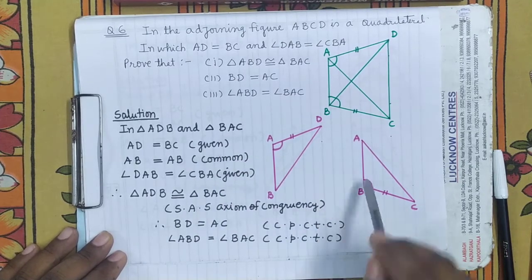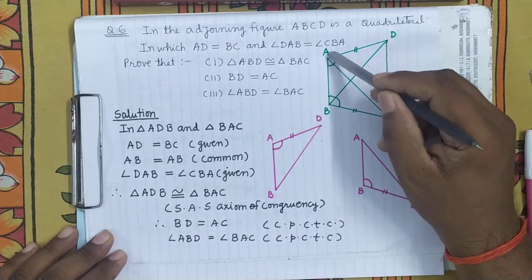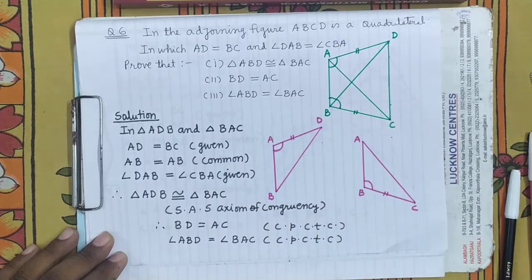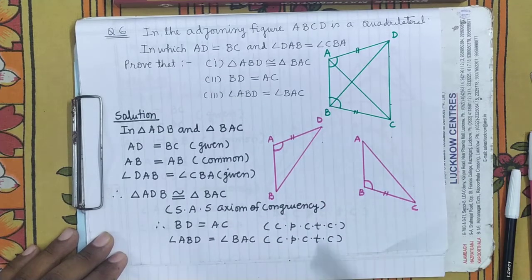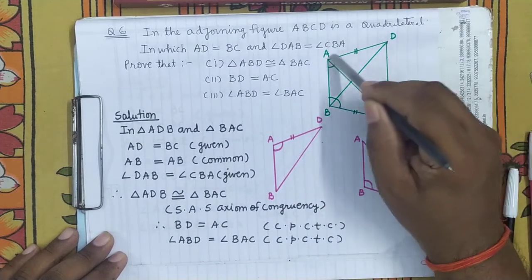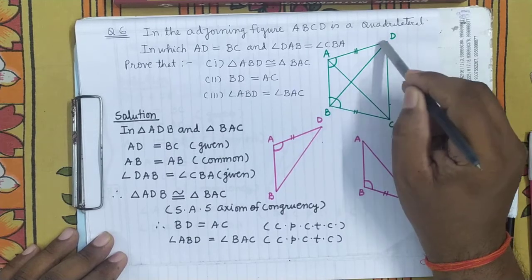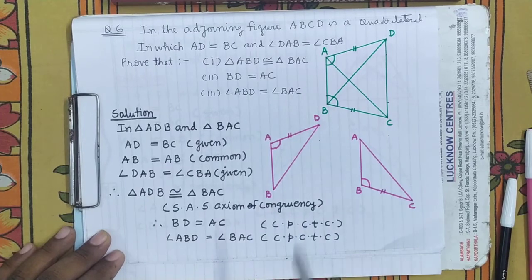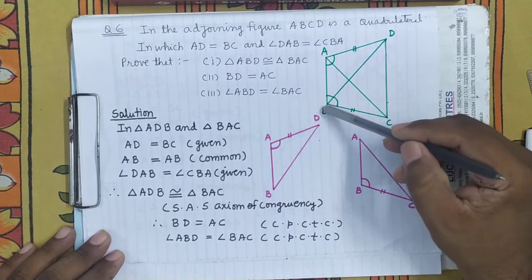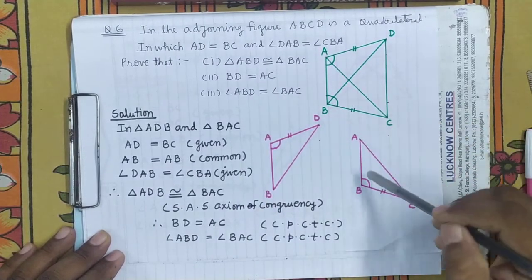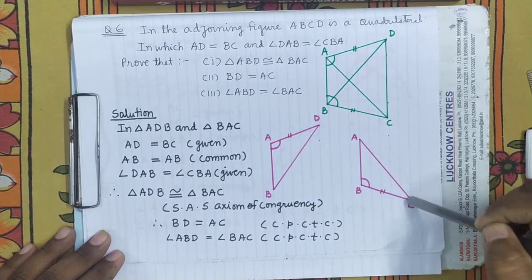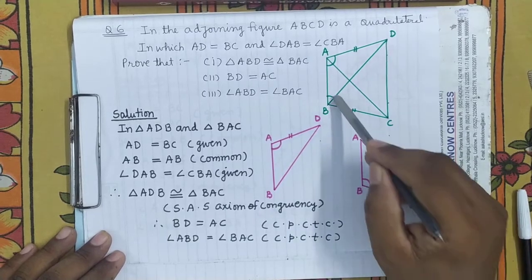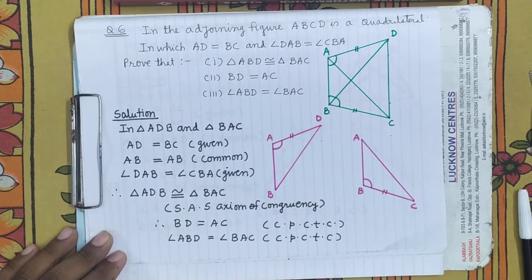So I have drawn separately here triangle ABD. It's clear? It consists of AD and this angle. Then triangle BAC, that I have drawn here. It's clear? It consists of BC and this angle. It's clear?